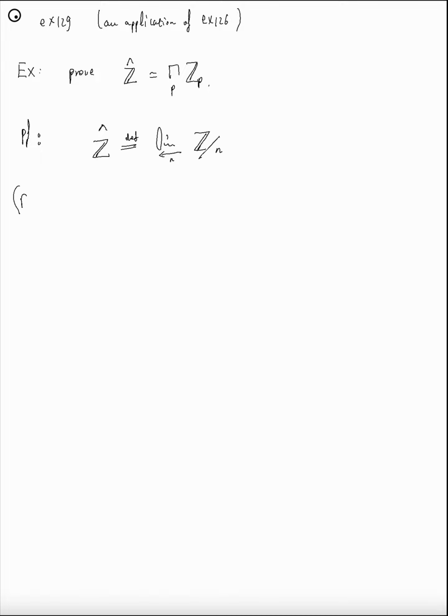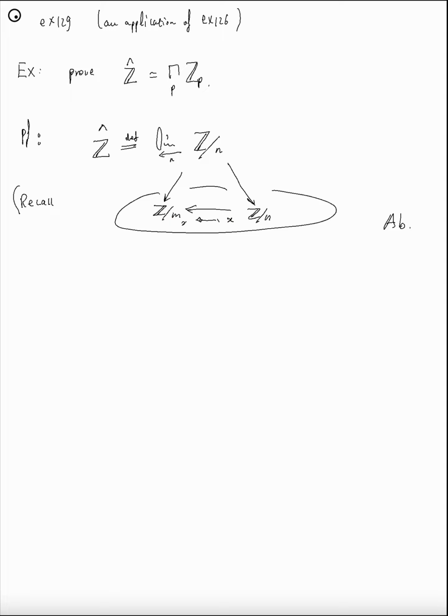Let's recall that the transition morphisms of the diagram are defined as follows. So it's Z_n, there exists a map from Z_n to Z_m, mapping x to x bar if m divides n. Otherwise we don't define a transition map. So you only have to check those.